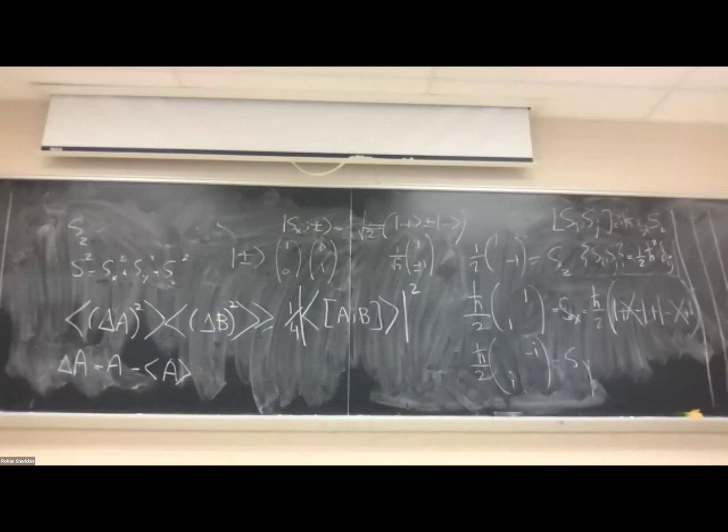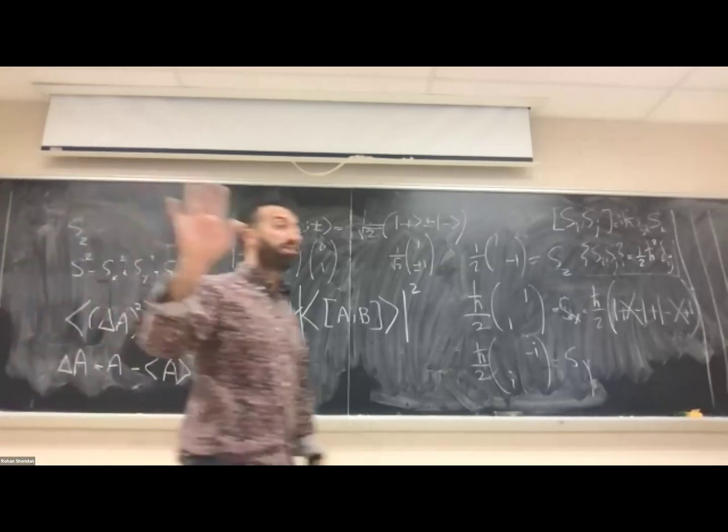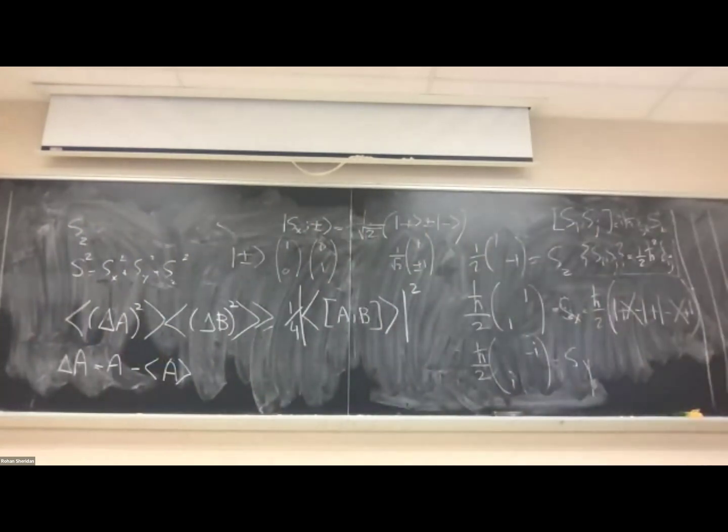Let me explain. What you start with to derive this, we did this on the board, is an equality. To get an inequality, you drop a positive term. The states that saturate this inequality are the ones where the positive term vanishes. Those are great questions, by the way.